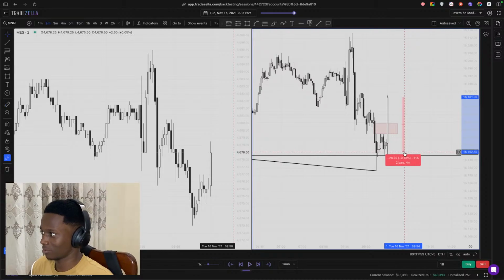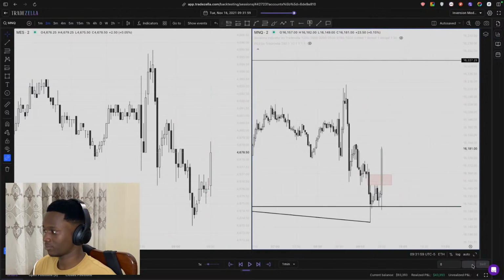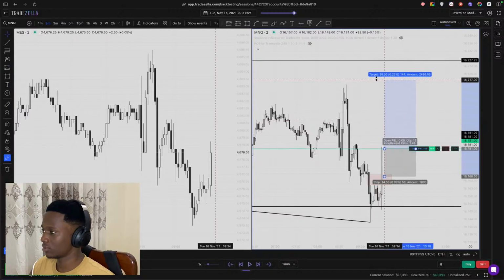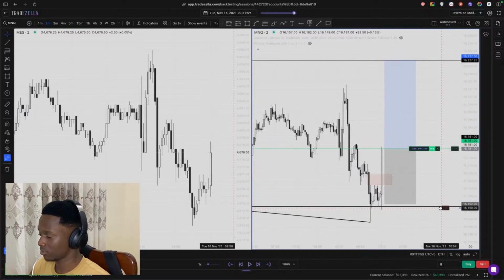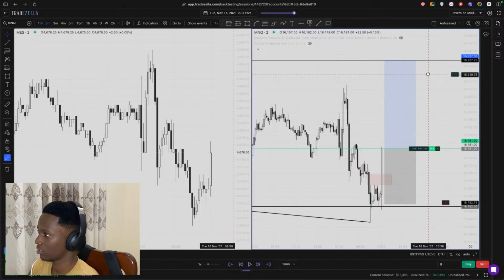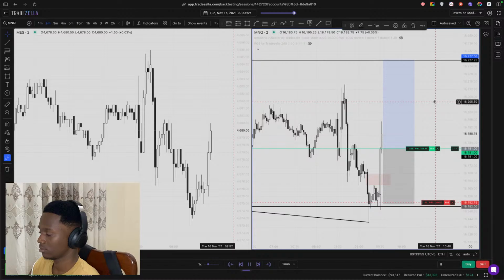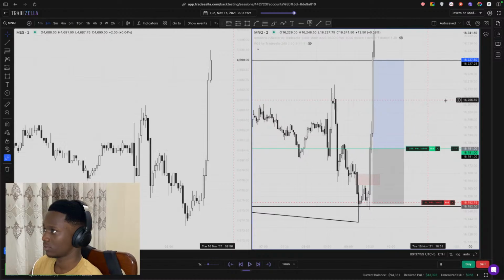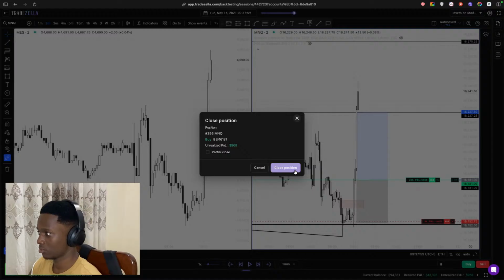But now this will be around 8 micros, targeting this high here. Take profit at the high. Then market explodes higher, giving us more than a 2-hour.